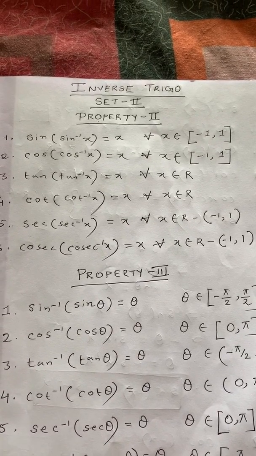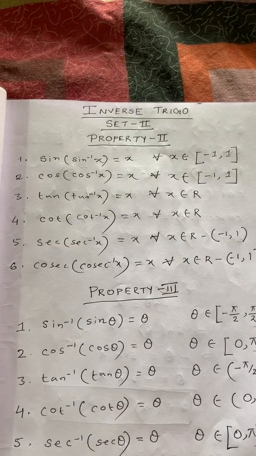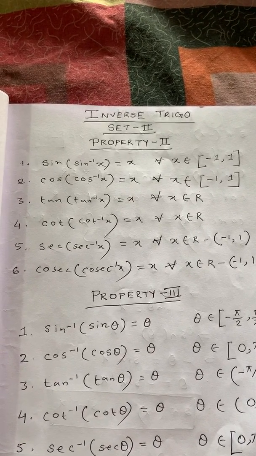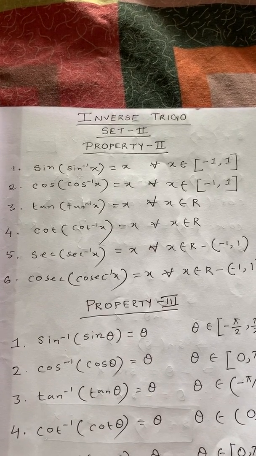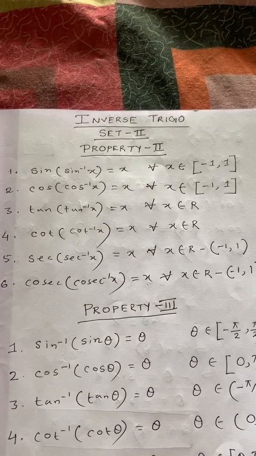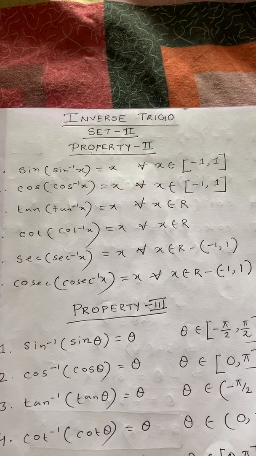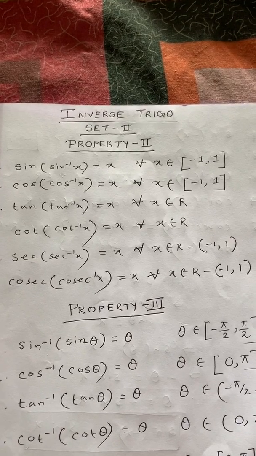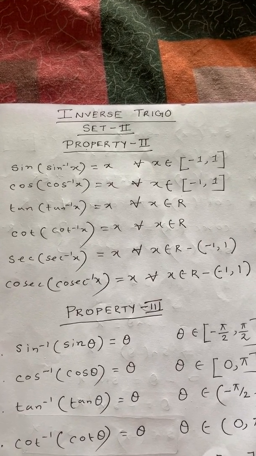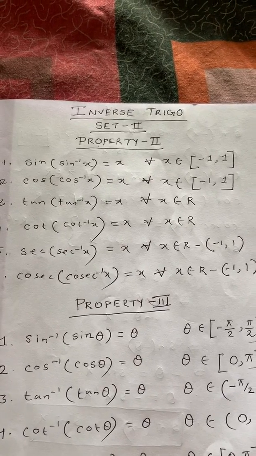So here in inverse trigonometric functions, I have mentioned property 2. See, these are the properties which are very important. The first property: sine of sine inverse x is equal to x. Beware of the range. The range is always important. So here x belongs to the closed interval -1 to 1.